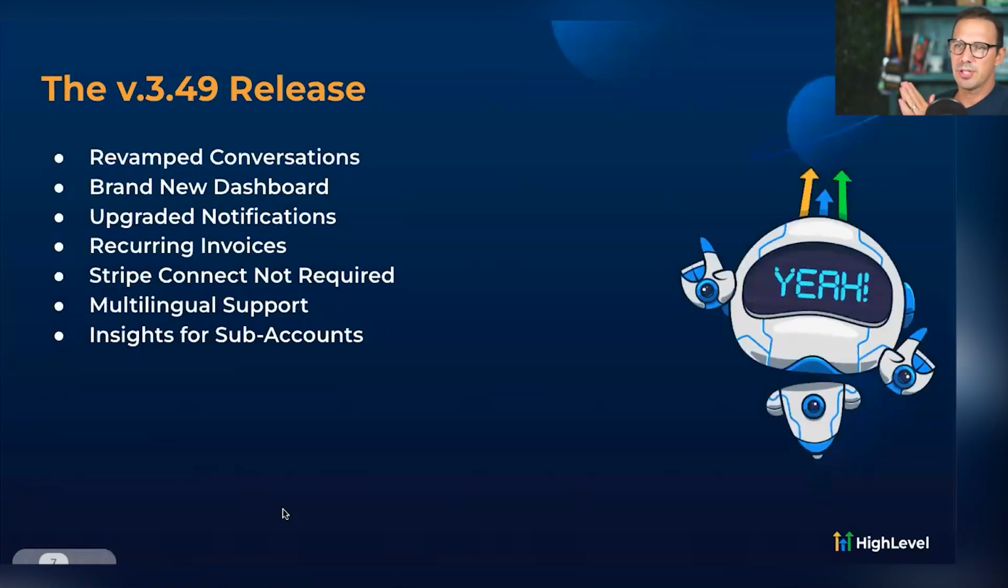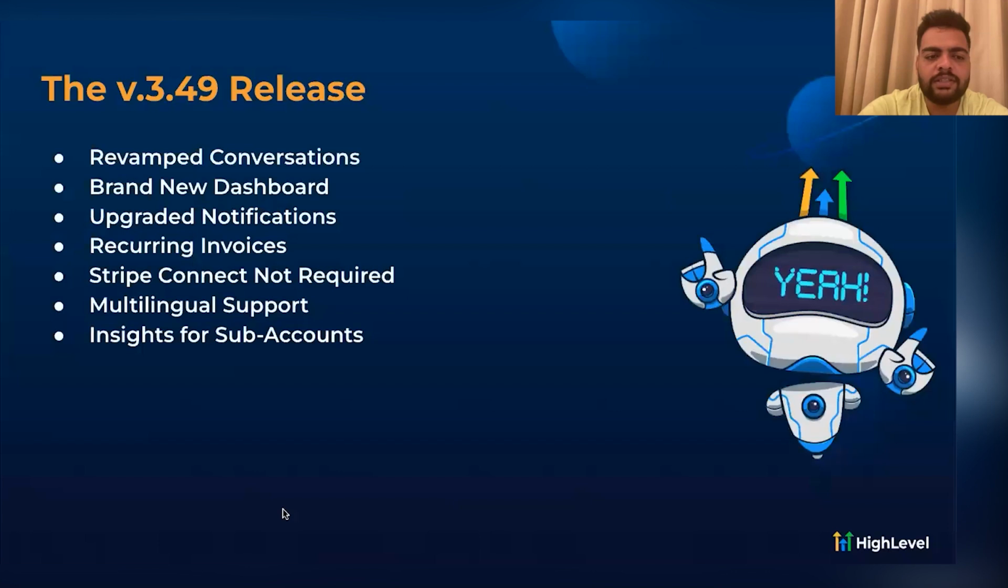We recently pushed a new update to the mobile app, version 3.49. We've got revamped conversations in there, a brand new dashboard, upgraded notifications. We added recurring invoices, which is new. Stripe Connect is not required, which is interesting. I don't think that's a really big deal, but we could talk about that if we need to. So, multilingual support.